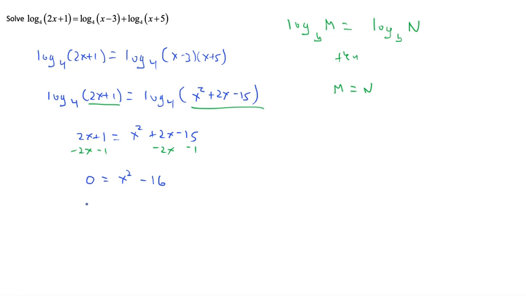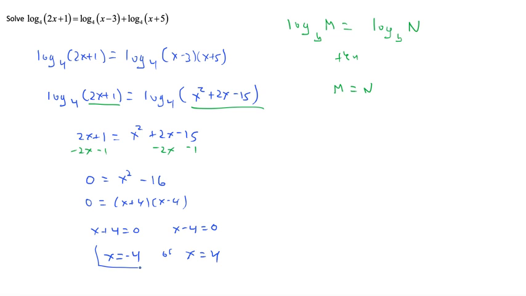And this we should be able to solve. This is a quadratic equation. This is actually the difference of 2 squares. We get (x + 4) times (x - 4). So we get x + 4 equals 0, or x - 4 equals 0. That gives us 2 solutions for x. We get x equals negative 4 or x equals positive 4.